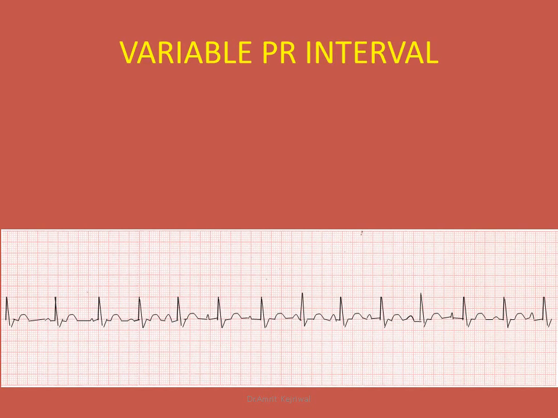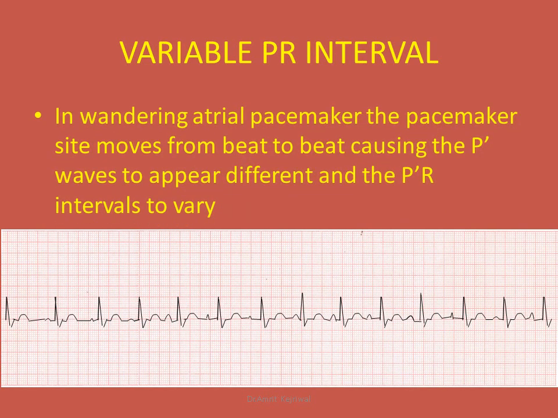You get a variable PR interval in wandering atrial pacemaker, where the pacemaker site moves from beat to beat, causing the P waves to appear different and the PR intervals seem to vary. So over here you can see the PR interval, you can see the PR interval over here. Over here it's very short, and it's a variable PR interval and it's not possible to measure all the time.